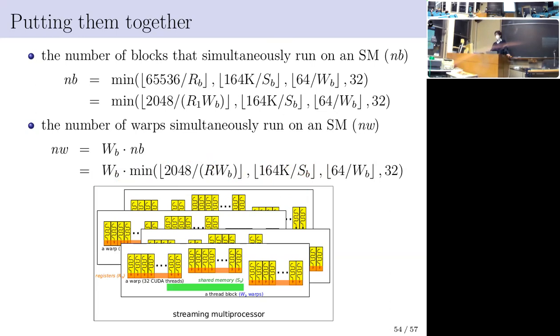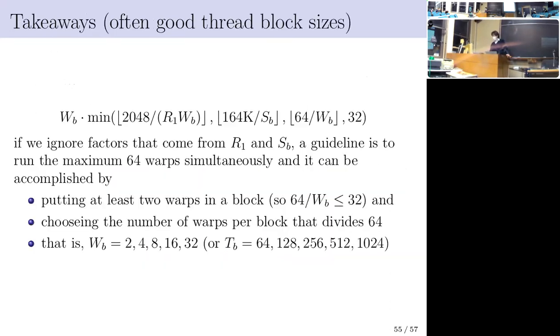So the principle is very simple, right? But this is slightly complicated. So what is the main takeaway? What are often good thread block sizes, or conversely, what are the thread block sizes you had better avoid? Okay, so for a moment, let's ignore the first 2 factors, which stem from register size and shared memory size. Take a look at only the last 2 factors.